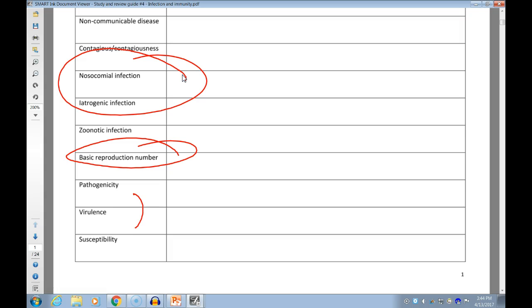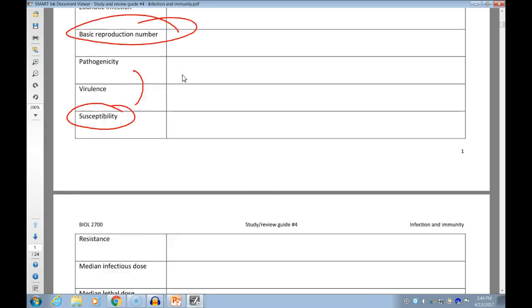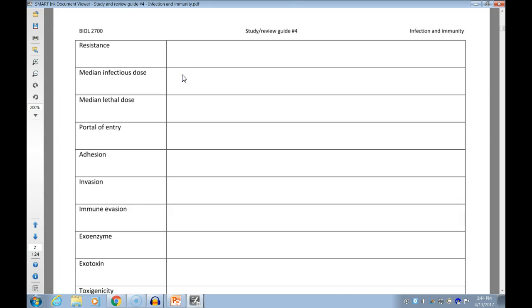Susceptibility. What is susceptibility? I don't remember if we covered it. How likely you are to get infected. Resistance, how unlikely you are to get infected. Median infectious dose, median lethal dose. When we say median, it refers to those that 50, LD50, ID50. Portal of entry, adhesion, invasion. Understand what they are, those stages. Adhesion, invasion, immune evasion.